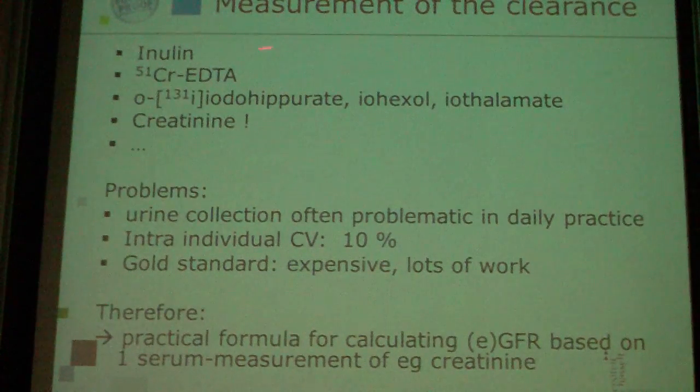That's why other clearance parameters have also been developed, like inulin, chrome EDTA. These are all administered to the body, so that's also a good parameter, the inulin clearance, but it's not very convenient. And of course the creatinine, which is typically present in blood, so that's convenient to use.